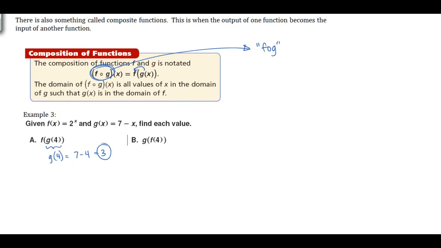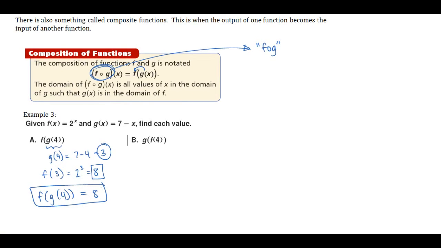That now means we need to figure out what f of 3 is. So in other words, the answer to g gets plugged into f, and that's what f of g means. So I'm going to take g's answer, 3, and plug it into f, so I'm now going to get 2 to the 3rd power, and we know that that is 8. So our final answer is 8. So f of g of 4 equals 8. That's your answer. A little crazy, right? But you just got to go in order. You just got to do exactly what it says.